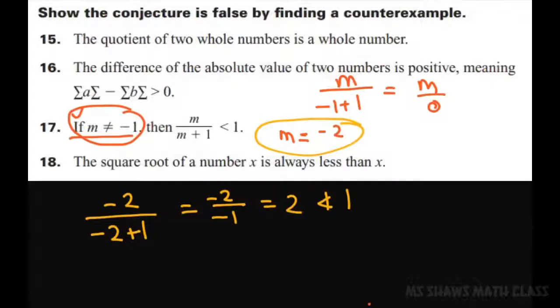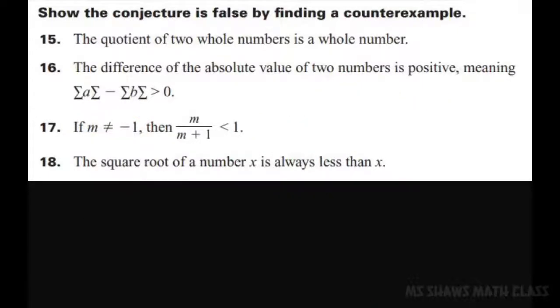All right, and the last one: the square root of a number x is always less than x. So if you take the square root of 25, that means our x is 25. Well, that equals 5. So 5 is less than 25, right? So it is less than.